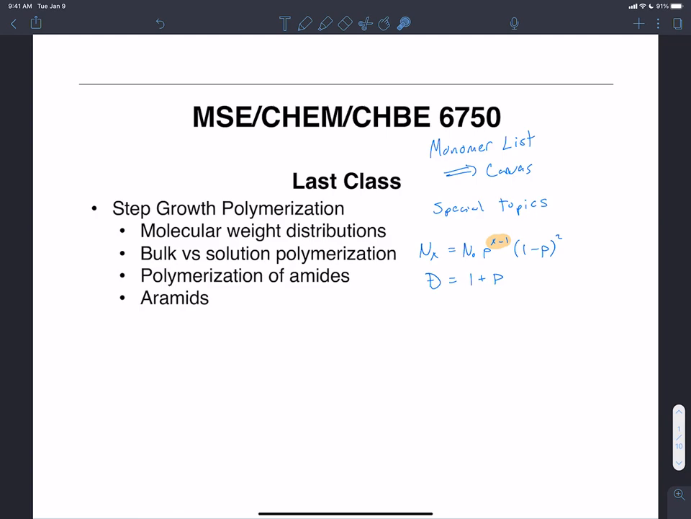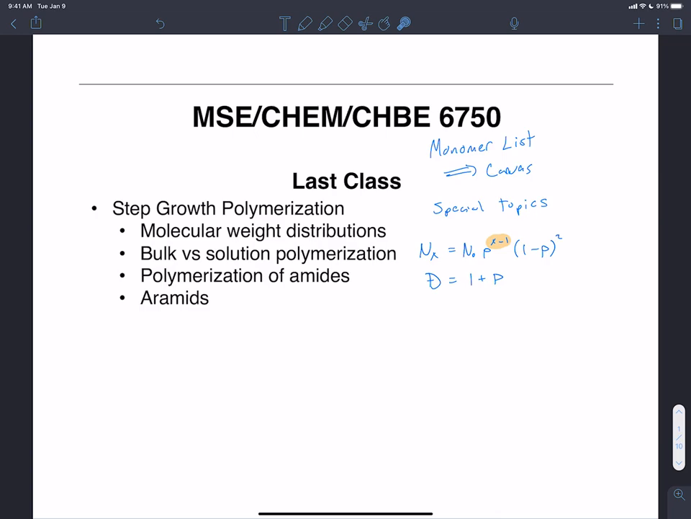That can then be heated up above the melting point of the final polymer to lose water, which is driven off under vacuum to give you polyamides. And the last place we ended up with was on aramids. These are aromatic polyamides, and these are made in a similar fashion from acid chlorides and aromatic amines or anilines.